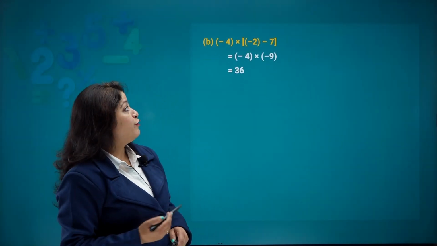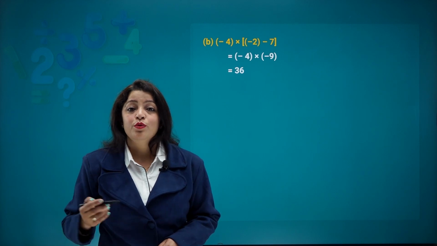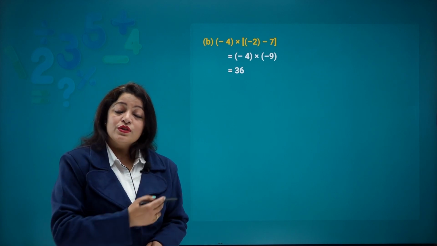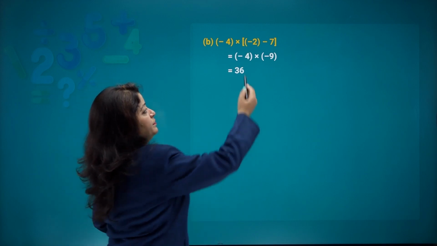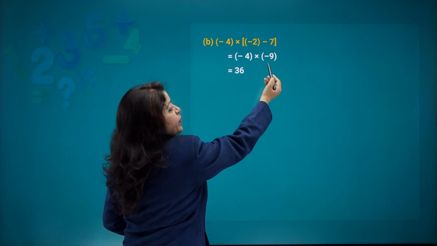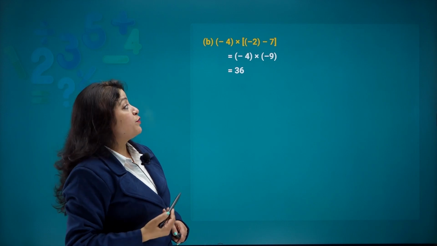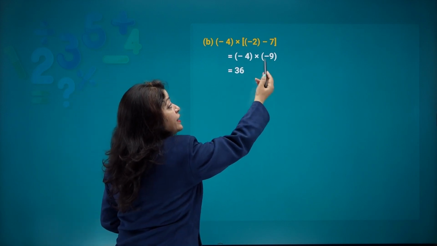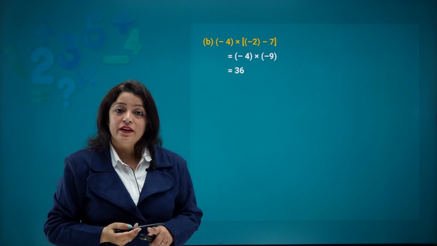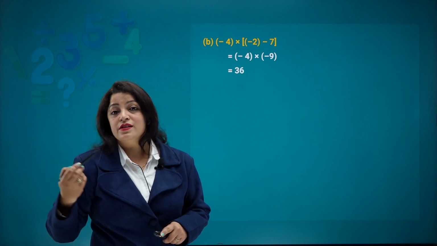Now, the next example here is minus 4 times minus 2 minus 7. Now, this is distributive over subtraction. So, here what can be done? We simply solve this, we get minus 9. So, minus 4 times minus 9 is 36, because here both the negative signs are getting multiplied, and when they get multiplied, the result is positive.